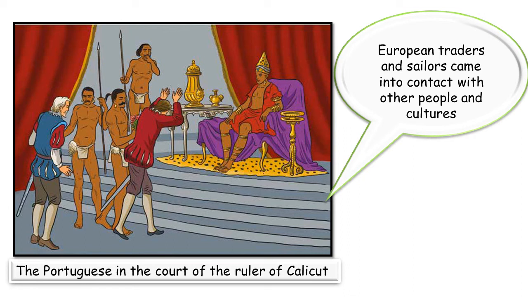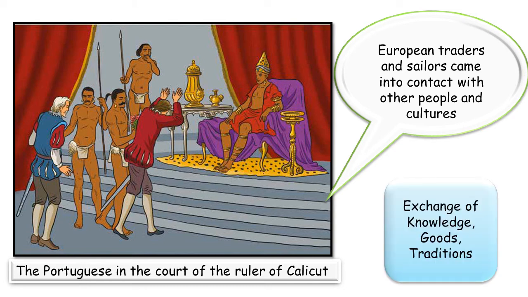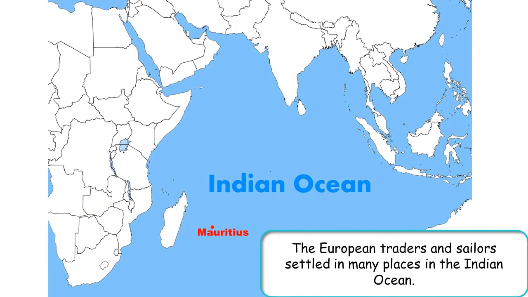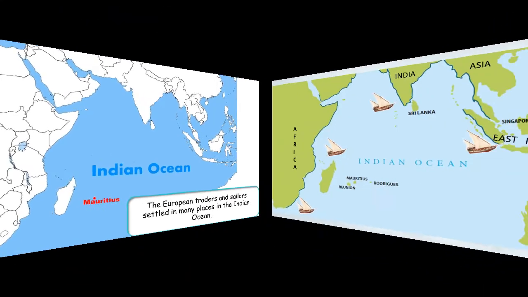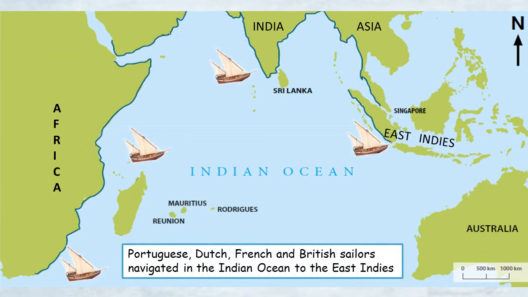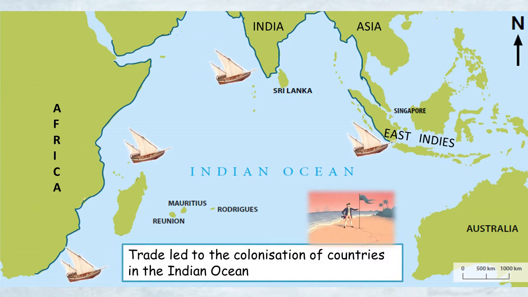The European traders and sailors came into contact with other people and cultures. There was an exchange of knowledge, goods, and traditions. Also, they settled in many places in the Indian Ocean. As we learned previously, Portuguese, Dutch, French, and British sailors navigated in the Indian Ocean to the East Indies. This led to the colonization of countries in the Indian Ocean, including the Mascarene Islands.